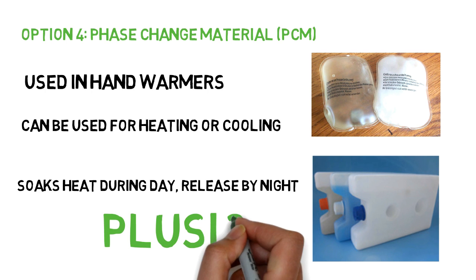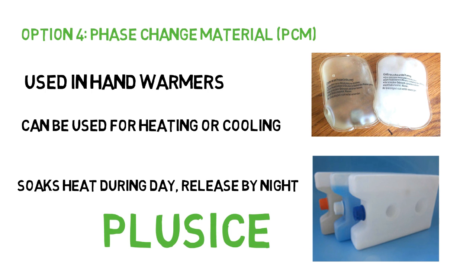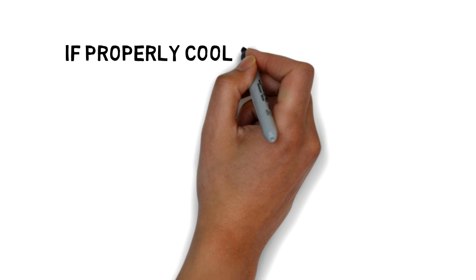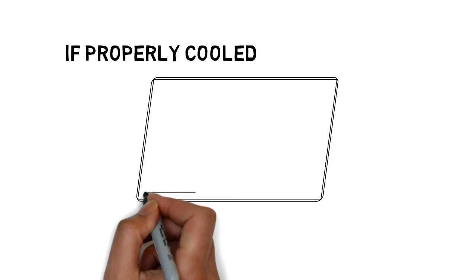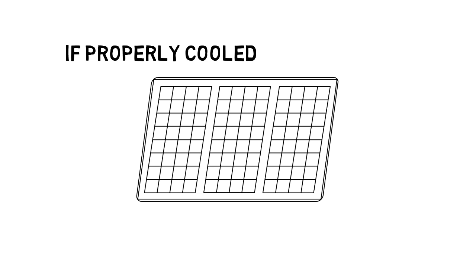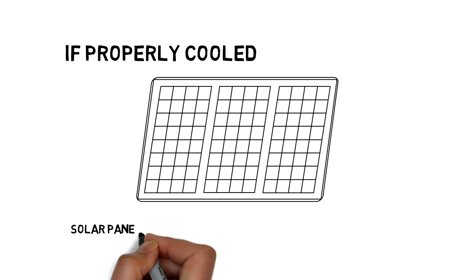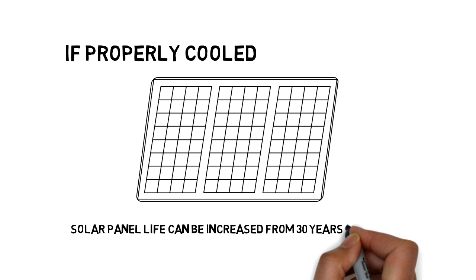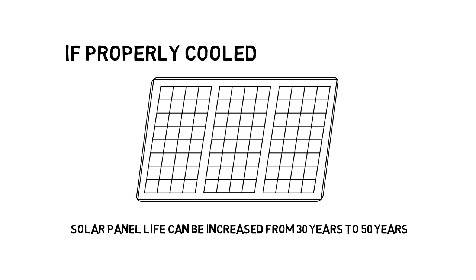Plus Ice is an example of PCM product that can be used in conjunction with the solar panel. It should be noted that if the solar panel temperature remains below their rated maximum temperature, then research has shown that their life can be extended from 30 years to 50 years.